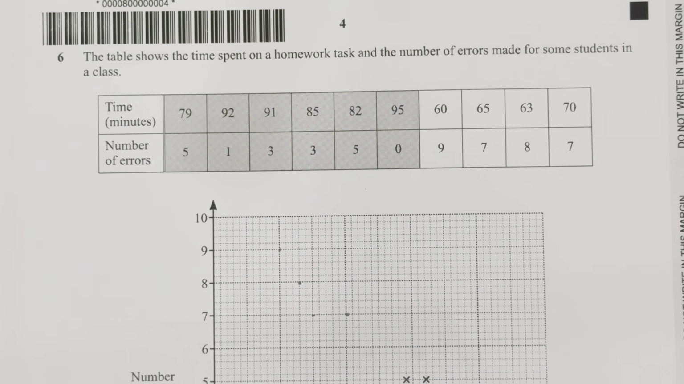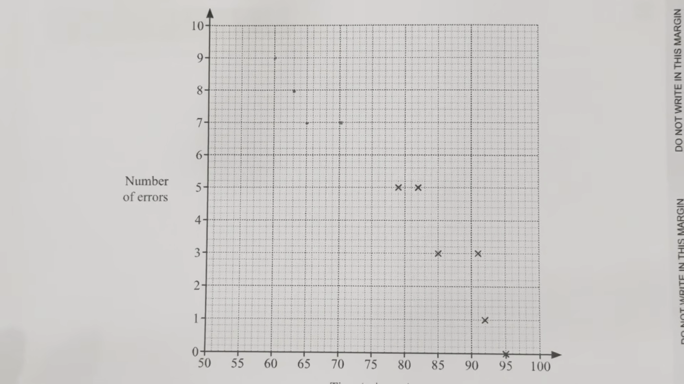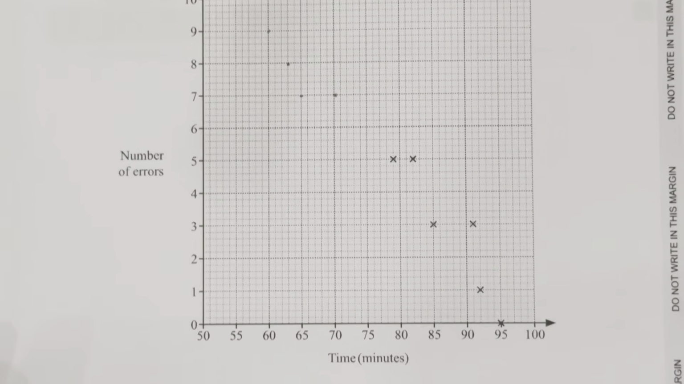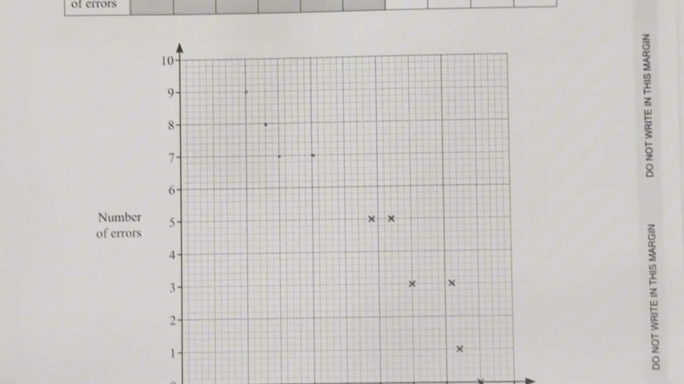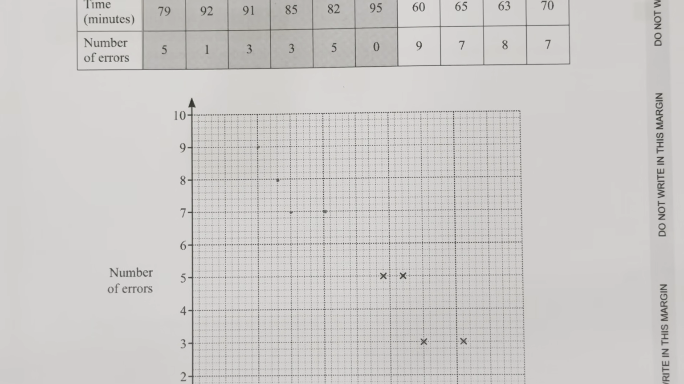The table shows the time spent on a homework task and the number of errors made for some students in a class. The graph is given. Complete the scatter diagram. The first 6 points have been plotted for you. Okay, we need to complete the scatter diagram.